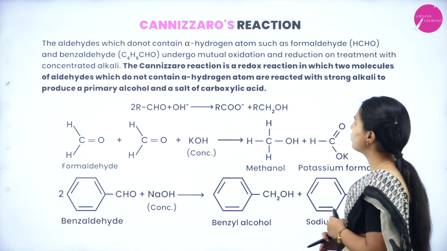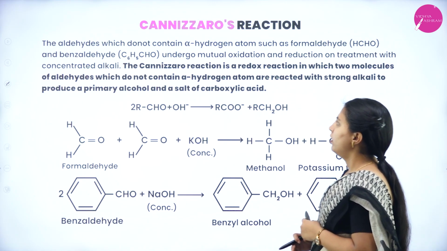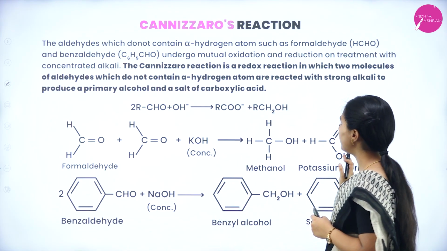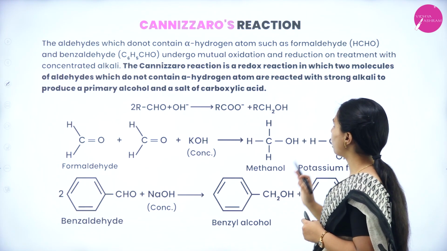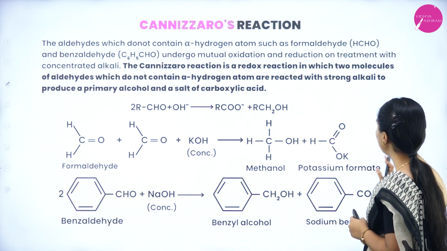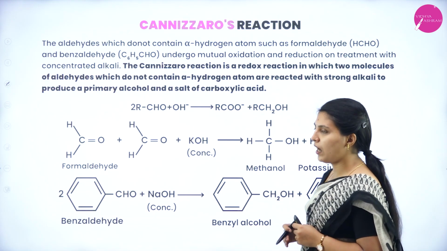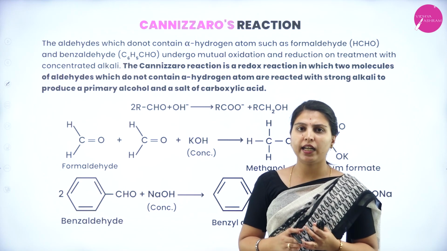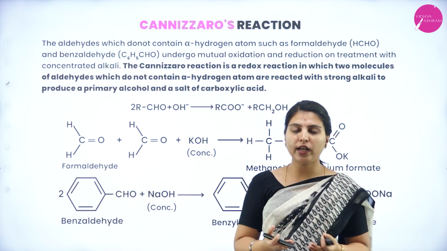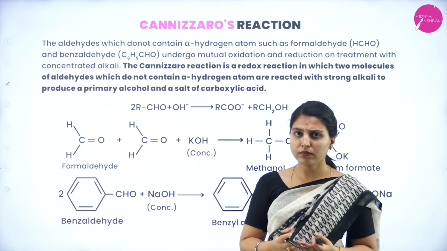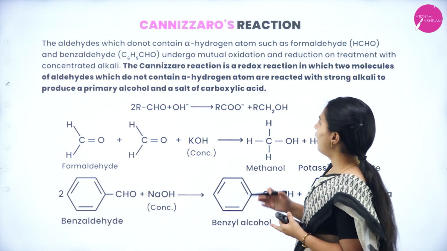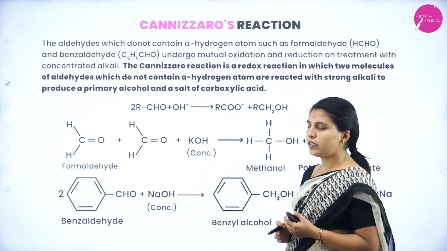Next, Cannizzaro's reaction. The aldehydes which do not contain alpha hydrogen atoms such as formaldehyde or benzaldehyde undergo mutual oxidation and reduction on the treatment with concentrated alkali. See, some of the examples like formaldehyde and benzaldehyde, they don't have even a single alpha hydrogen. That's why it will undergo mutual oxidation in the presence of concentrated alkali.